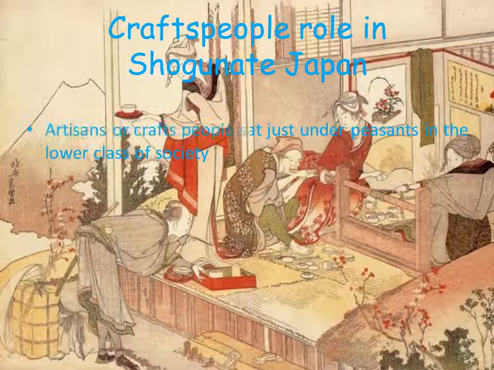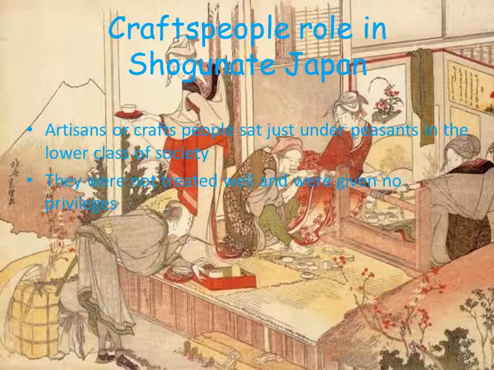Craftspeople sat in the middle of the lower classes, above merchants, but below peasants. Unlike merchants, they received some respect. They produced great things and were credited for this. They created great things such as weaponry, armor, furniture, decorations, clothing, etc. They were able to live a considerably great lifestyle, similar to that of a peasant.